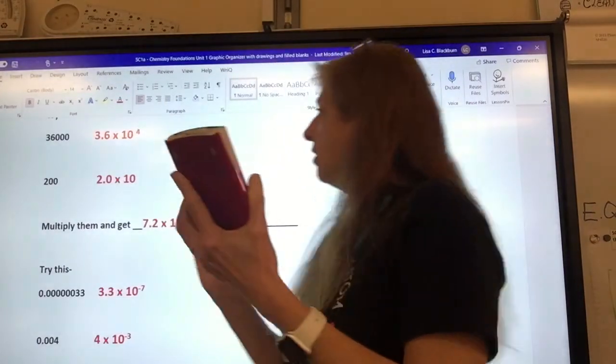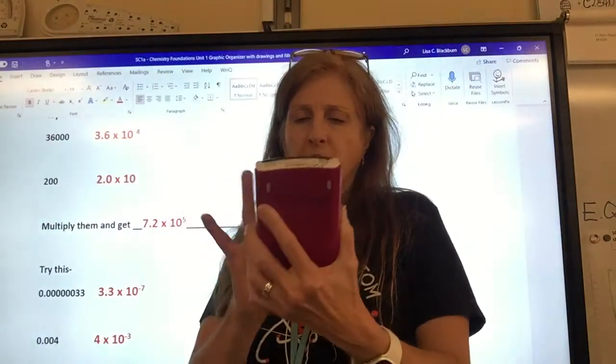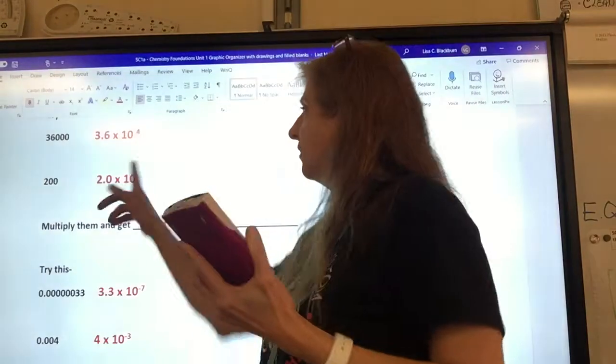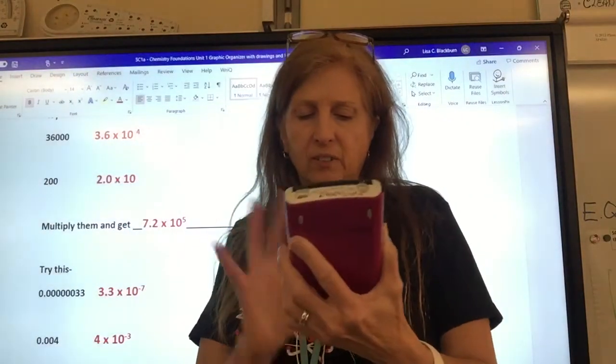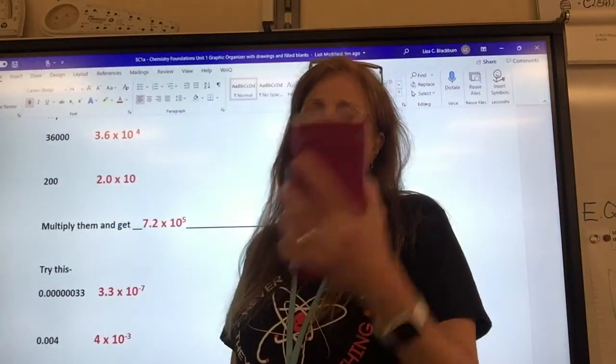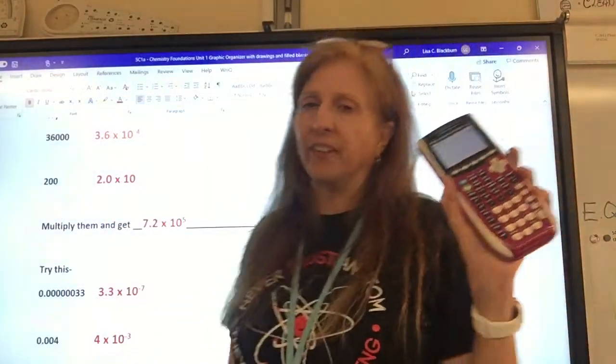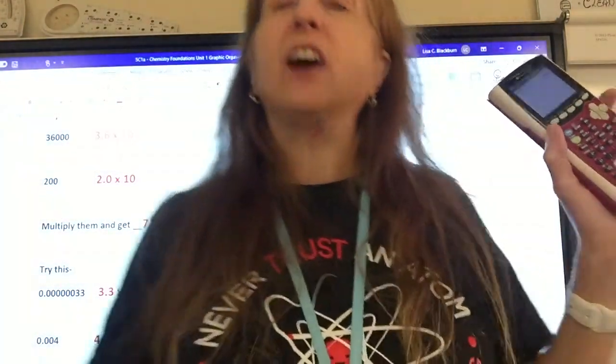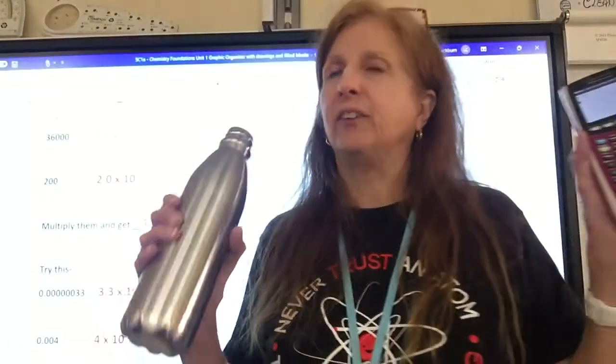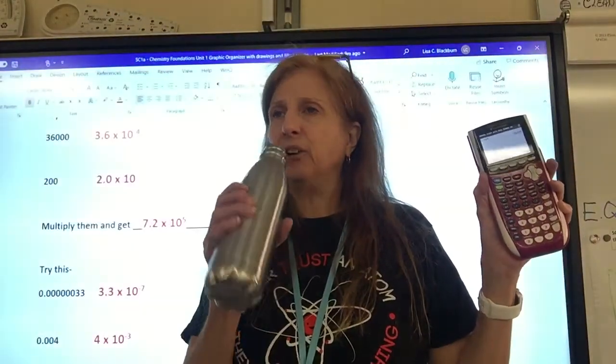Now if you don't have your calculator, when you get home, you need to try these. Because it's one level of skill to watch me do it. It's a whole different level of skill for you to do it. Put it in your calculator and then hit equals. A lot of your calculators will take it out of scientific notation. Did it do it for you?